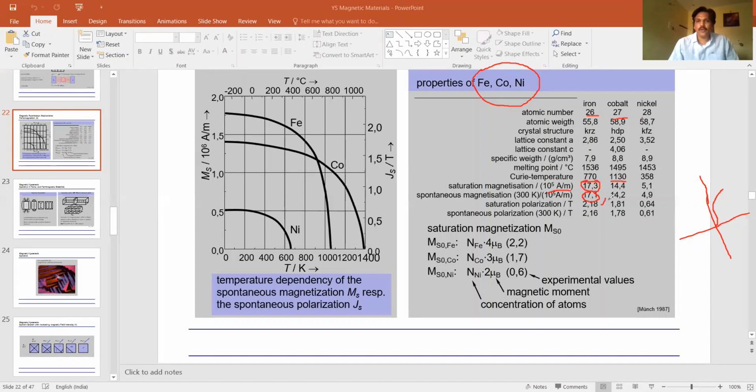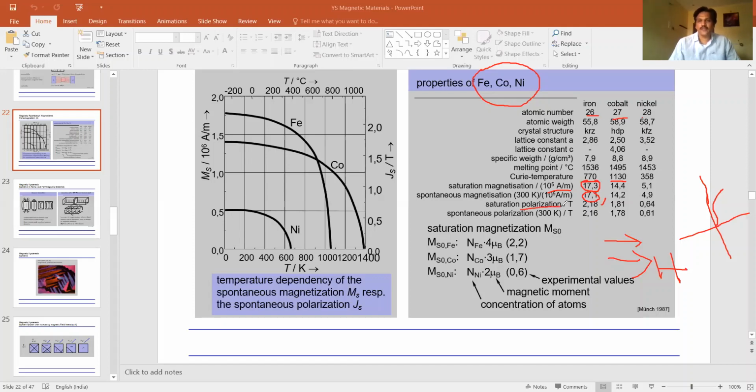Saturation polarization. Polarization means aligning to the field direction. This is the field direction, H. All the dipoles that are present in the material align to the field direction. Polarization means acquiring the property of one-sidedness. Even a single dipole does not align anti-parallel or opposite to the field. If you apply the field in this direction, all of them align parallel to the field. That's called polarization.